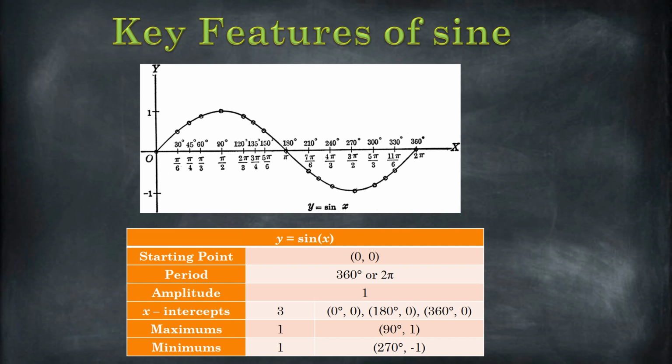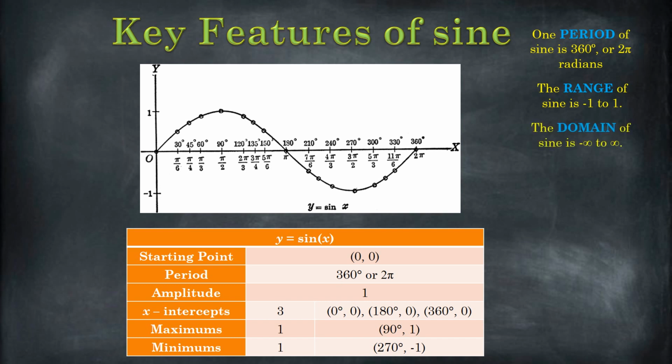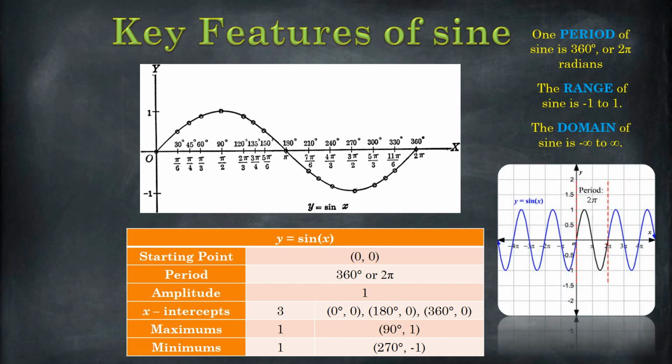So now, let's talk about the key features that you need to remember about sine. We went through all the other stuff so you can really understand, because when you understand, you can remember the key features. The period is 360 degrees or 2 pi radians. It has a range of -1 to 1. That makes the amplitude just 1. The domain is from negative to positive infinity. So here is an example of how sine keeps going off to the left to infinity and off to the right to infinity.